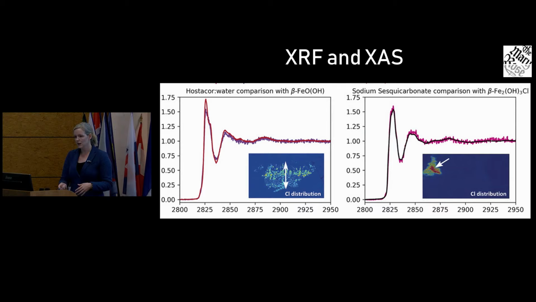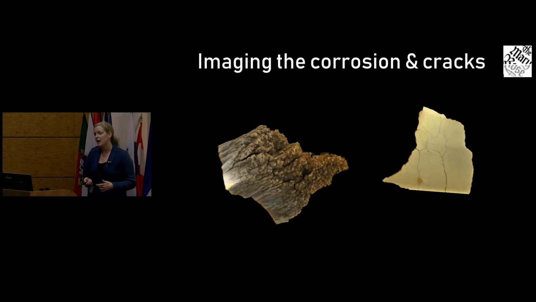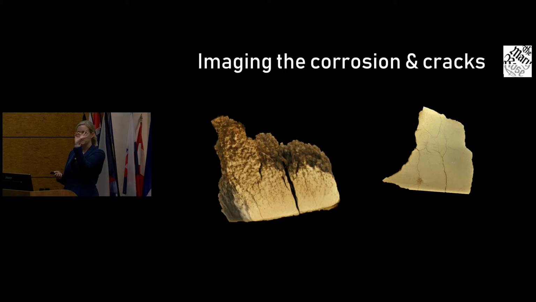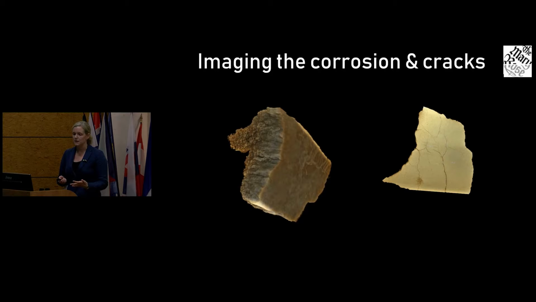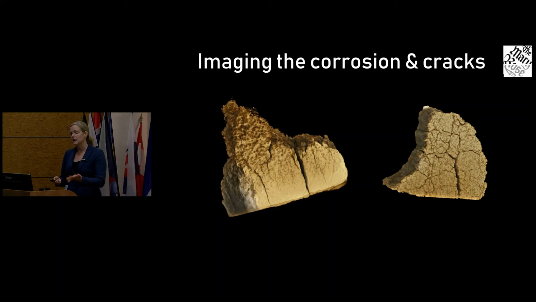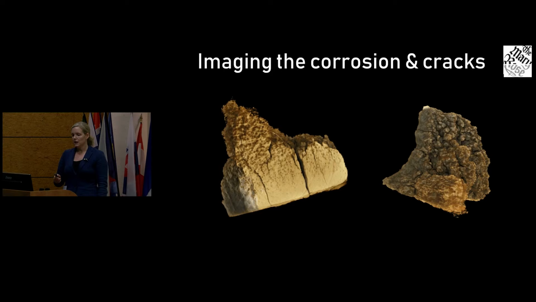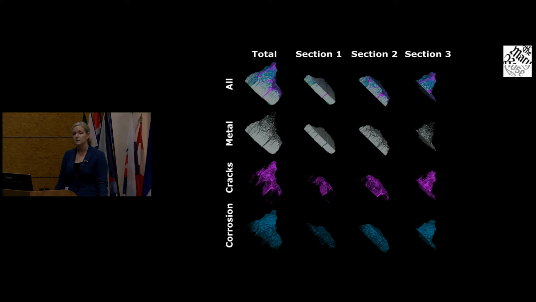We've also done tomography. This was at I-12 at Diamond. First of all, just visually looking at this, this is a segment about this big. The darker phases are the corrosion. You can see where the cracks are and where the surface is. This is showing you it as a whole, and then on the right-hand side, you can see it layer by layer. So we can start to understand where the corrosion is. Then we can separate those phases to look at where the metal is, where the cracks are, where the corrosion is, and how they exist in relation to each other.